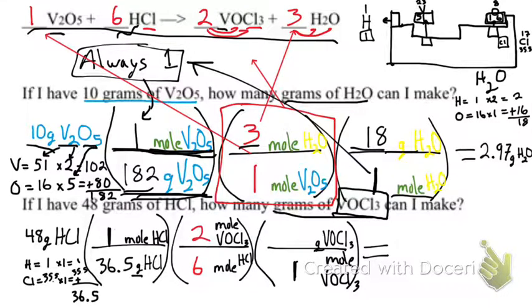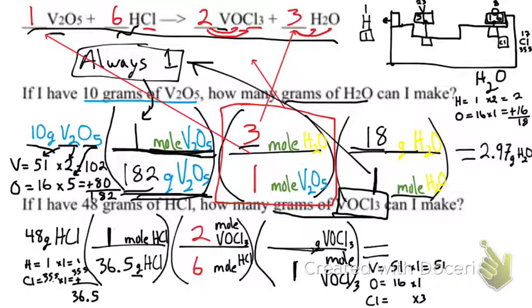All right, now I need to figure out grams of VOCl3 because I've got everything else filled out except this last spot here. So what I'm going to do is figure out how much that weighs. I have V, O, and Cl in this. I have 1 V, 1 O, and 3 Cl's. V, as we determined in the previous problem, weighs 51. I only have 1, so 51.